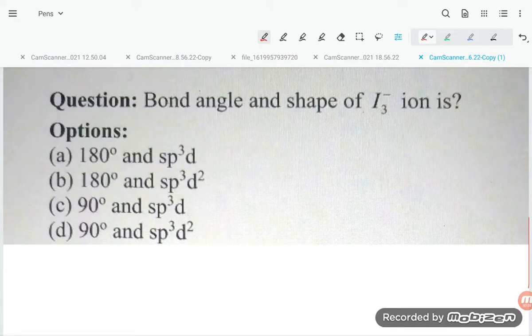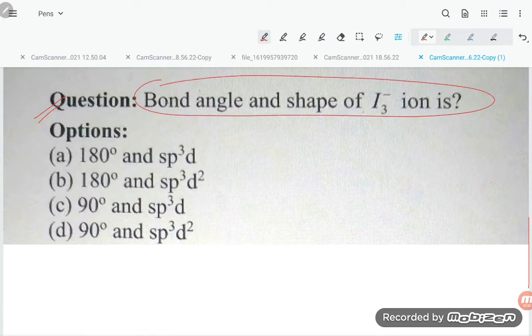Hello students, let us see the JEE Mains problem from 2021. The question is: bond angle and shape of the I3 minus molecule.